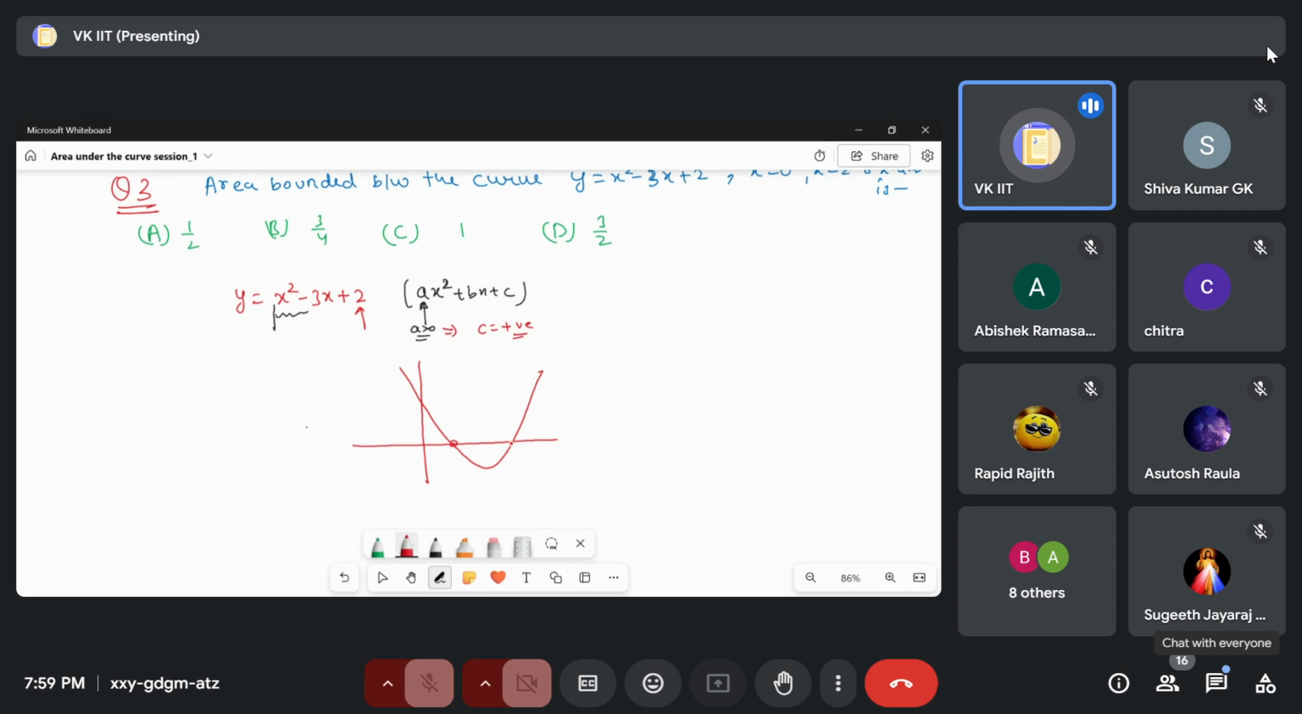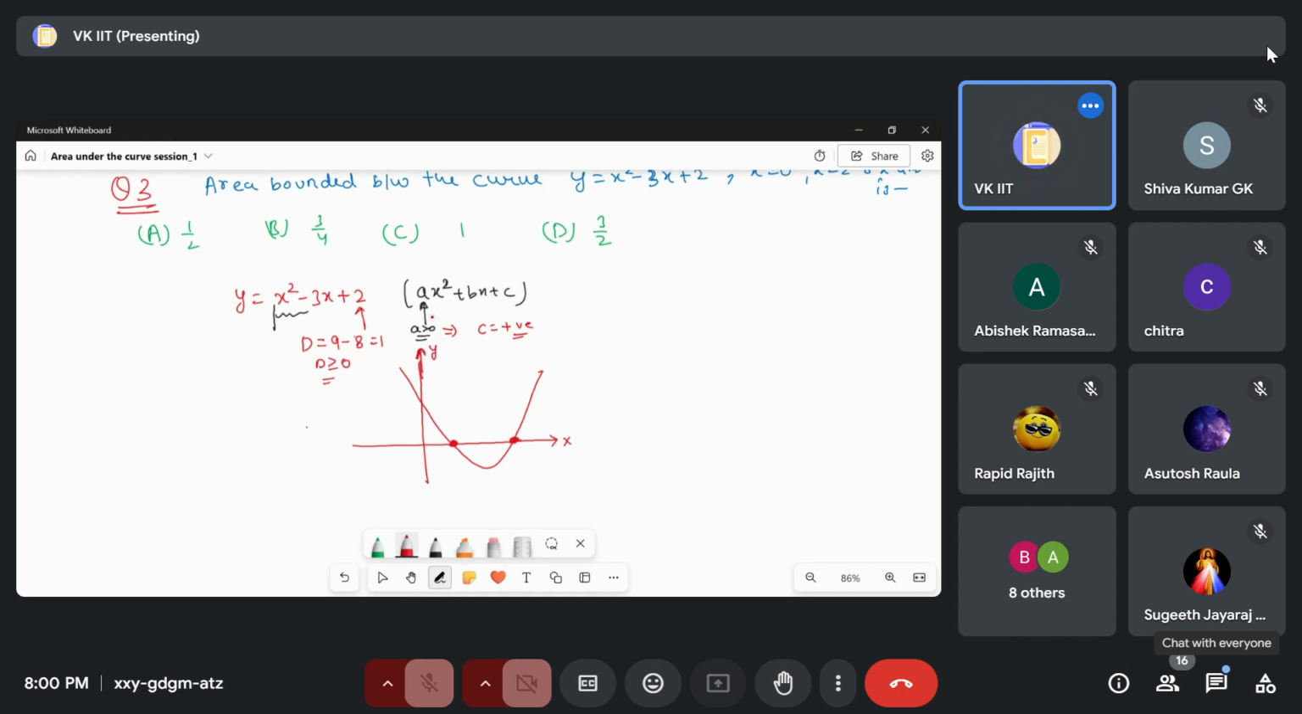Why have we drawn this? Why have I drawn these two points? Let's check. How do we check? By finding the discriminant value. It will be b square minus 4ac, that is 9 minus 4 times 2, that is 1. So if D is coming as greater than 0, we can say it will have two distinct roots. Two distinct roots means the curve will intersect the x-axis at two distinct points.